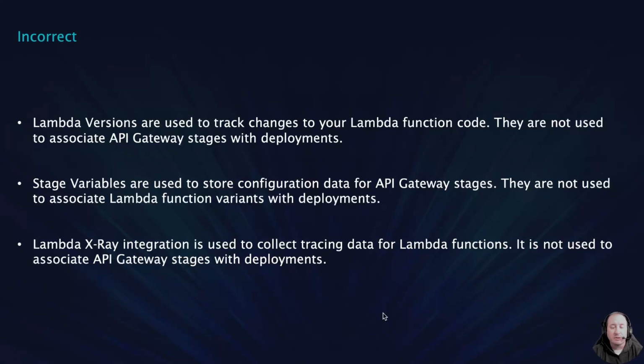So Lambda versions are used to track your Lambda function code. They're not used for mapping any associated API gateways with your deployments. Stage variables are used for configuration data and wouldn't be appropriate in this use case. And then Lambda X-Ray is not associated at all with this. Lambda X-Ray is used to collect data through serverless applications.